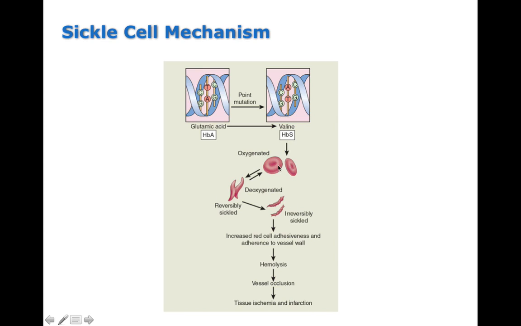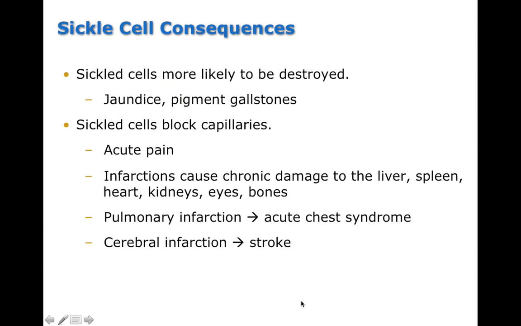Now, individuals with sickle cell anemia need to maintain adequate oxygen levels to avoid the sickling of the red blood cells. And if they get low oxygen, then this whole cascade happens, which can lead to pain, ischemia, and possibly even death of tissues around the body.